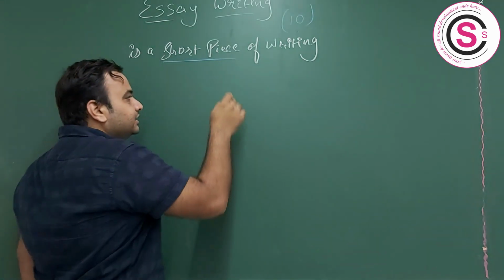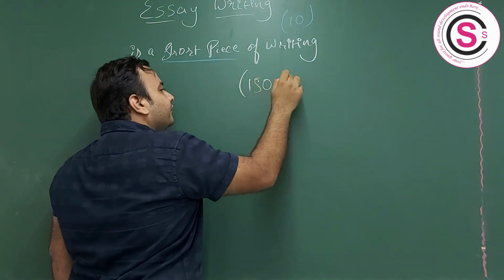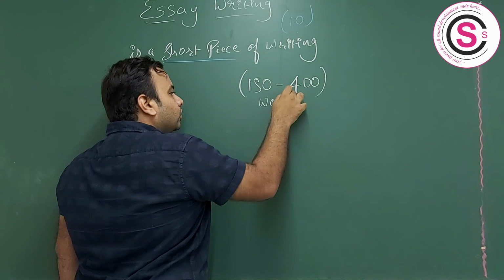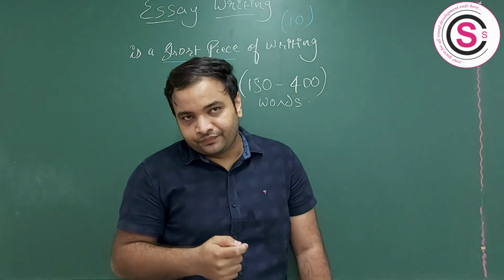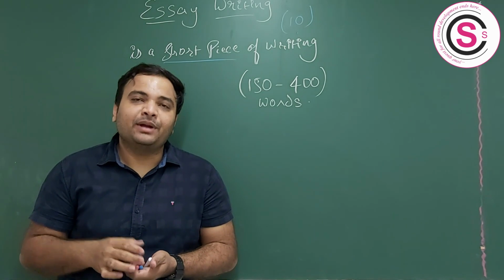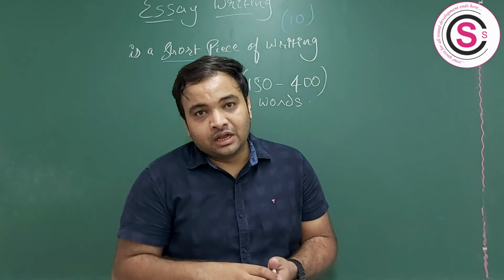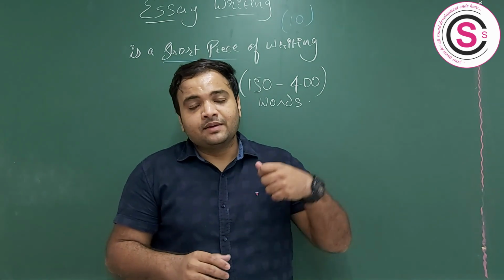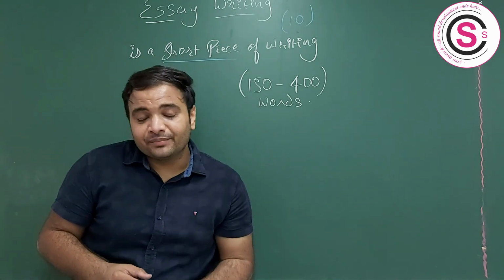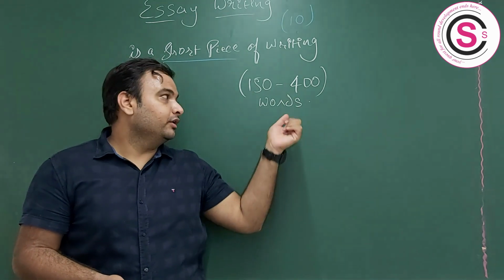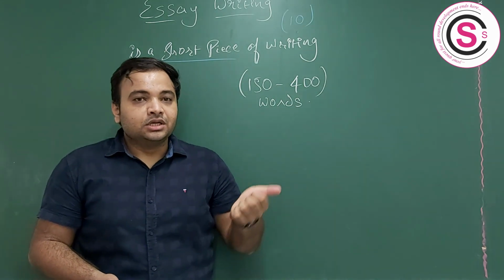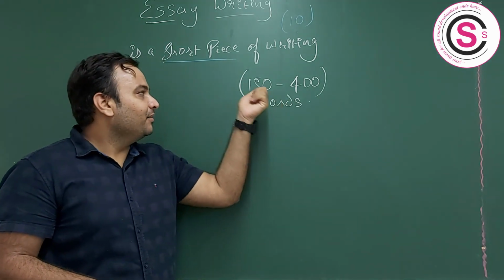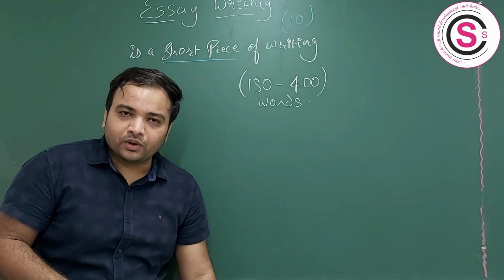It is also written starting from 150 words, ranging up to 400 words. The total word count for an essay will be from 150 to 400, depending on which examination you are appearing for. For your boards, it's somewhere around 150 to 300 words. But if you talk about IELTS or other competitive exams, it might go above 300 words. So an essay is a short piece of writing, or even a long piece of writing, as you can say, ranging from 150 to 400 words.